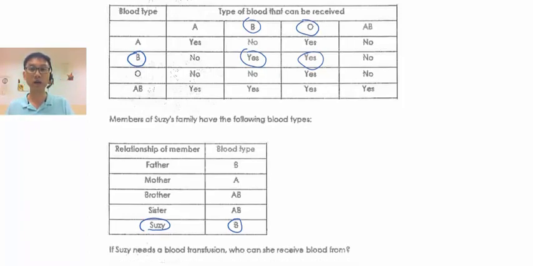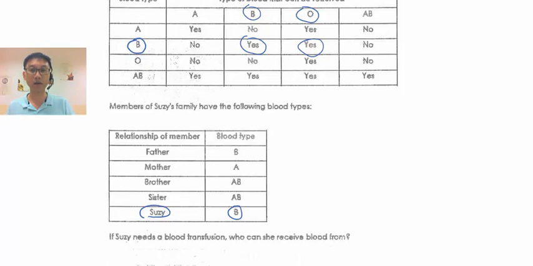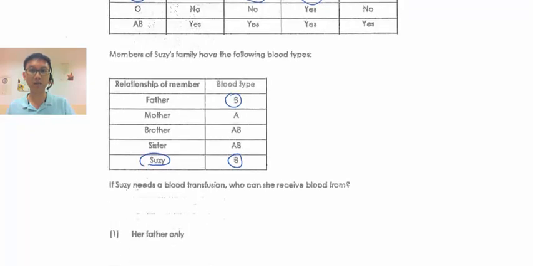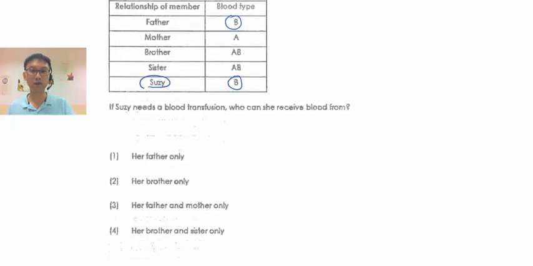So who can she receive blood from? Let's look at her family. Her father is B. B she can receive from. A, no. AB, no. AB, no. So she can only actually receive blood from her father. And so that's why your answer is 1 only.